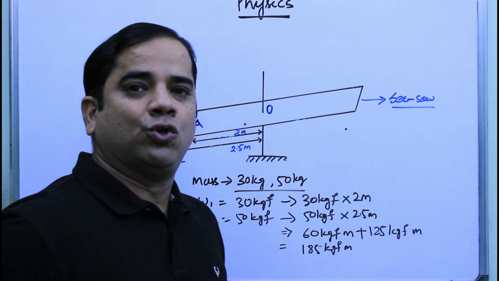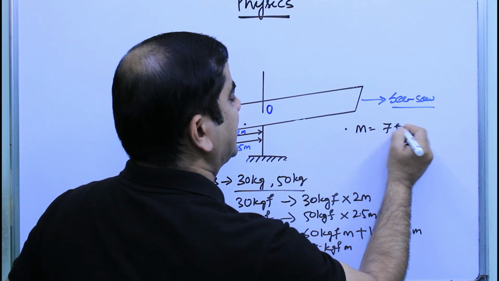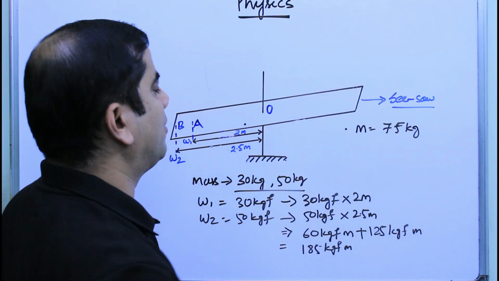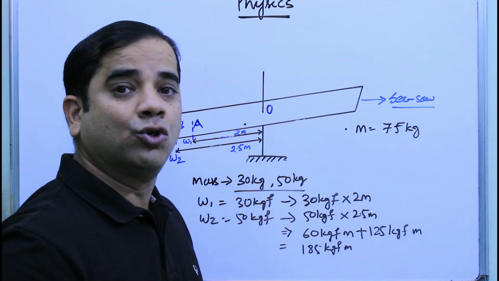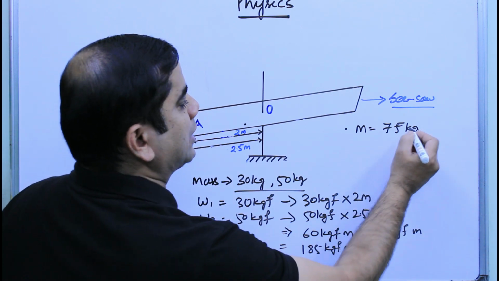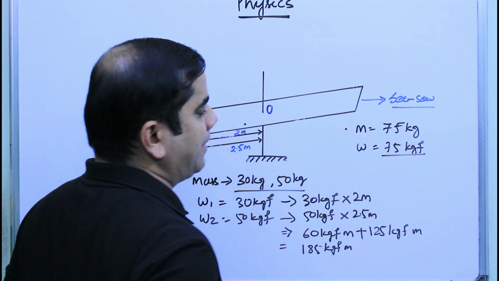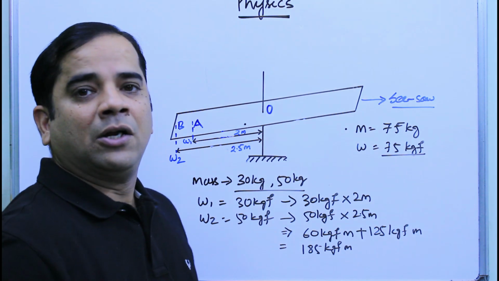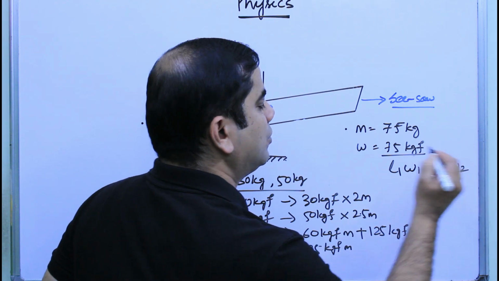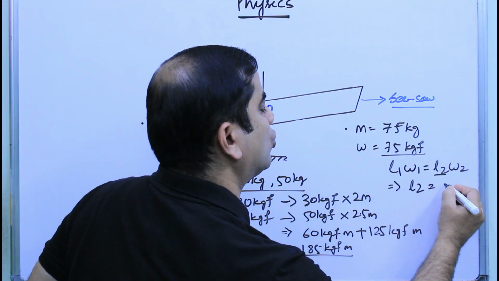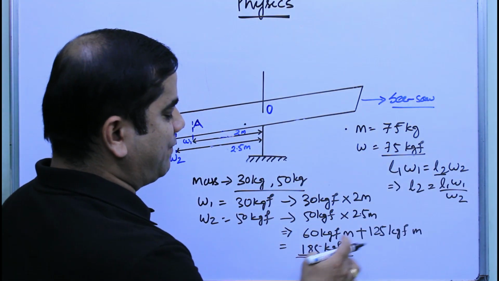And if we are asked to place a person of mass 75 kg at the right side of the seesaw, then what is the distance from the center that he should be seated at? So that means the weight would be 75 kgf. Now we know that to be in equilibrium, L1 W1 would be equal to L2 W2. That implies length L2 is equal to L1 W1 by W2. L1 W1 is found to be 185 kgf meter.